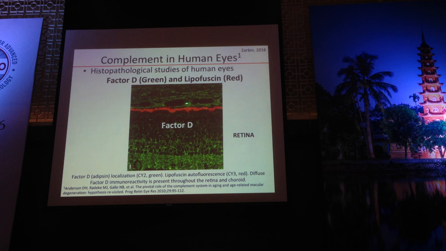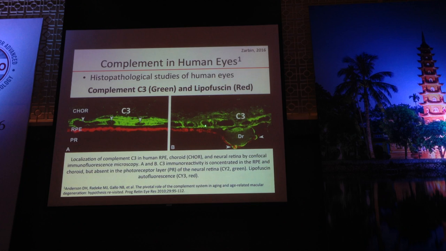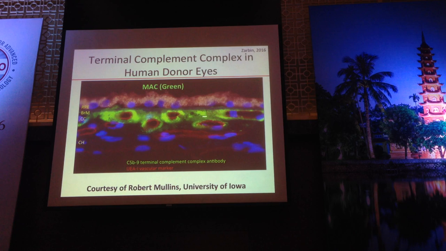If you look at factor H, it's mostly around the choriocapillaris and in the sinuses there of the choroid. If you look at C3, it has a very similar distribution, but it's also present in drusen and in some retinal epithelial cells. If you look at factor B, it's throughout the choroid, but especially intense around the choriocapillaris. It's also present in some drusen. And then if you look at the membrane attack complex, you can see how intensely stained the choriocapillaris is. These are the RPE cells.